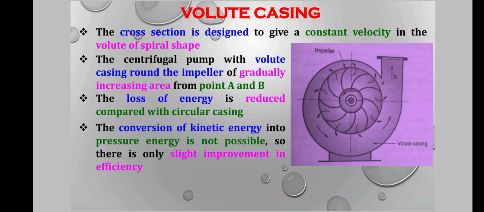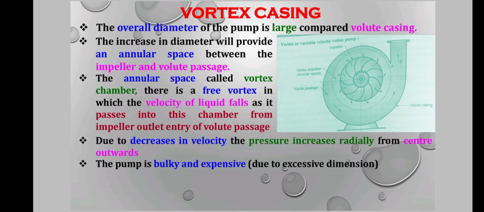The volute casing is shown in the figure. The cross section is designed to give a constant velocity in the volute of a spiral shape. The centrifugal pump with volute casing has around the impeller a gradually increasing area from point A to point B. The loss of energy is reduced compared with circular casing. The conversion of kinetic energy into pressure energy is not fully possible, so there is only a slight improvement in efficiency.